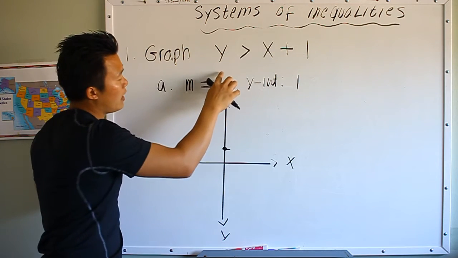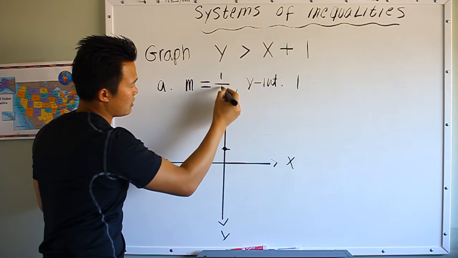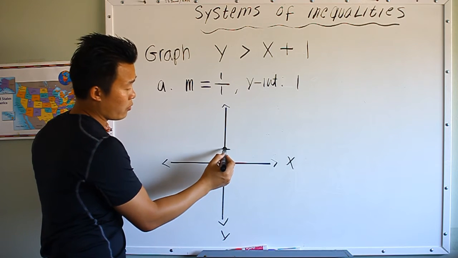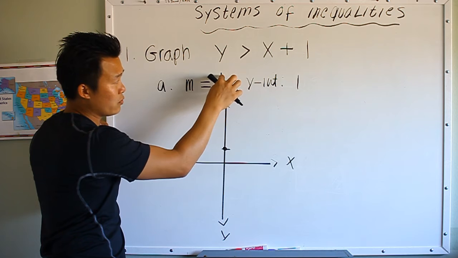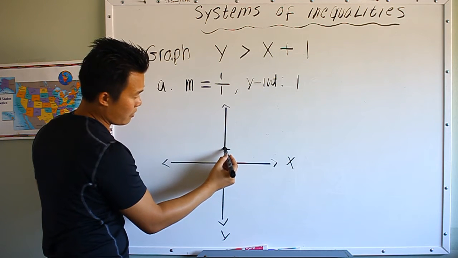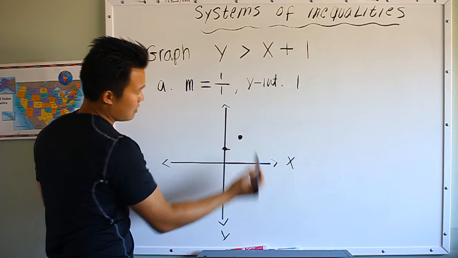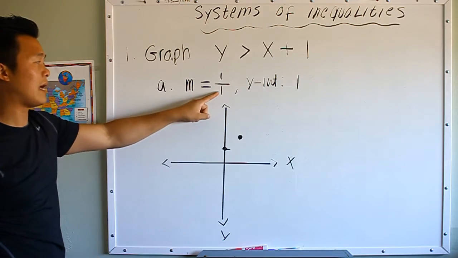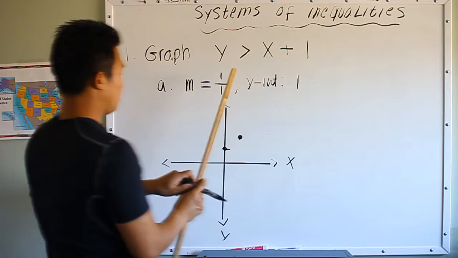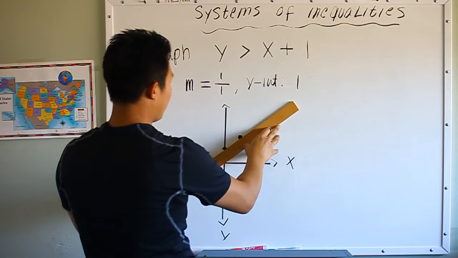Your slope, it is best to write as a fraction. So the slope is going to be written as 1 over 1. To plot this line, we start at the y-intercept, and then we rise 1 unit and run 1 unit. So from here I'm going to rise 1 and run to the right 1 unit. The reason why I run to the right is because that number is positive. So construct a dotted line through these 2 points.